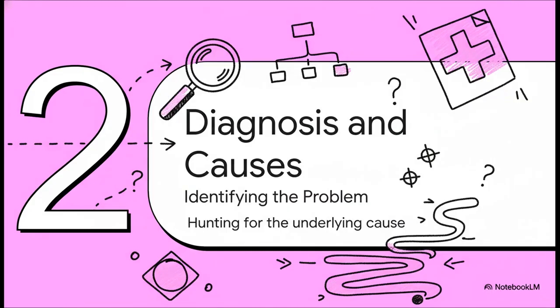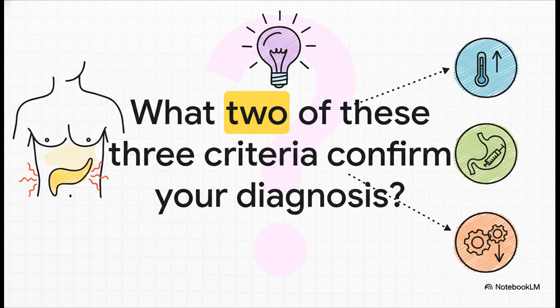Okay, so we understand the classifications. Now let's move on to the next step. How do we actually confirm the diagnosis and then start hunting for the underlying cause? So picture this. A patient comes in with the classic symptoms. Whether you're in an exam or on the ward, you need to know exactly what it takes to confirm your suspicion. Do you need all 3 of the classic criteria? Or is there a bit of a shortcut?